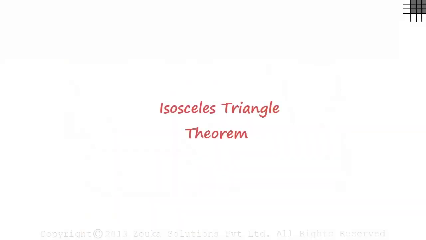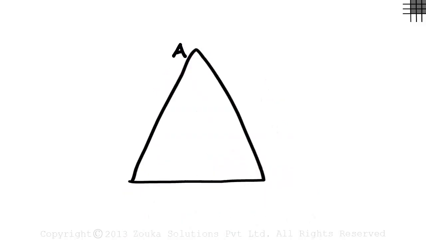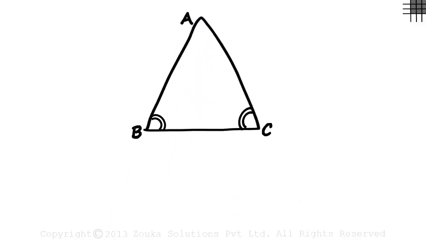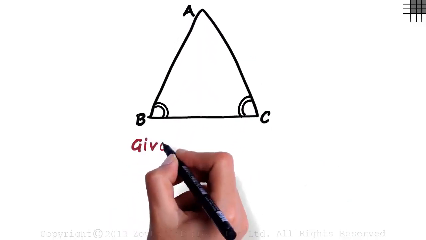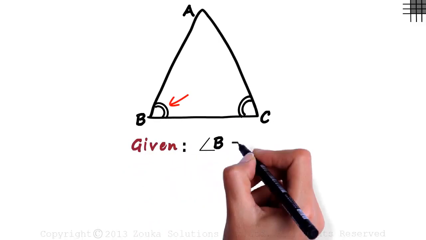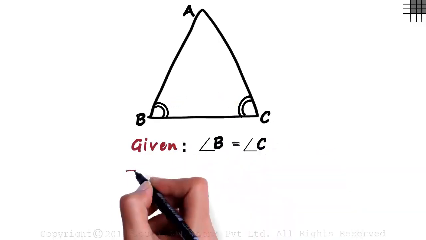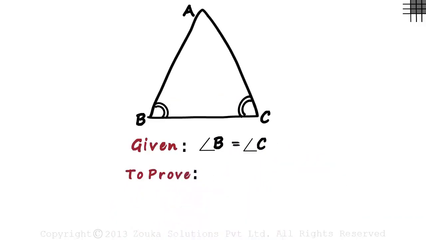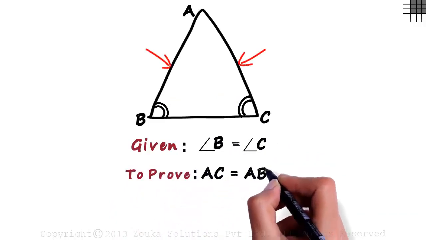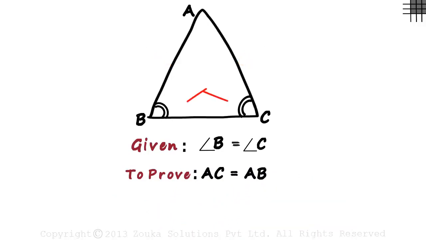We have proved the isosceles triangle theorem, and now we need to prove its converse. Consider triangle ABC. We have been given that these two angles are congruent. This is all that is given to us. We're given that measure of angle B is equal to that of angle C. That's all. And what are we supposed to prove? We are supposed to prove that AC is equal to AB, which means the sides opposite them are also equal.